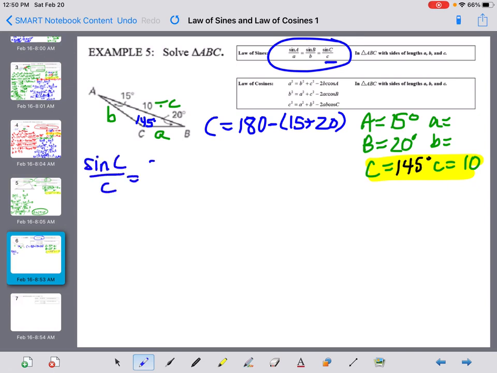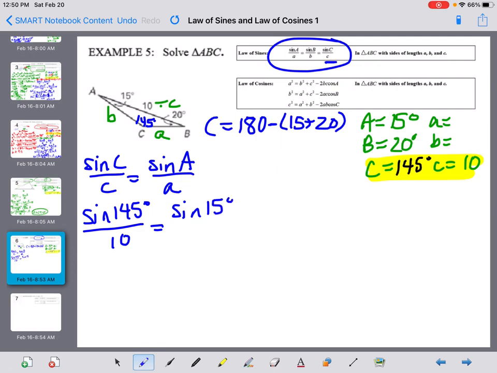And just because I can, I'm going to start with A. You can always do the B. We'll end up doing the B. Angle C is 145 degrees. Side C is 10. Angle A is 15 degrees, and I do not know side A. I'm trying to solve for A. It's in the denominator. I don't like things in the denominator. I can't solve for them when they're in the denominator, so I'm going to do a quick cross multiply to get everything out of the denominator. A times the sine of 145 equals 10 times the sine of 15.